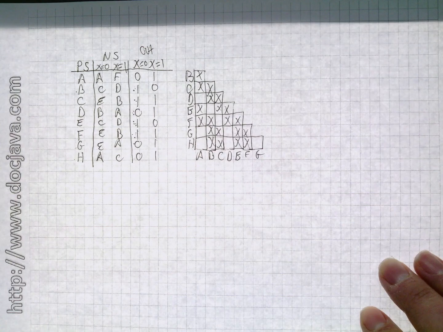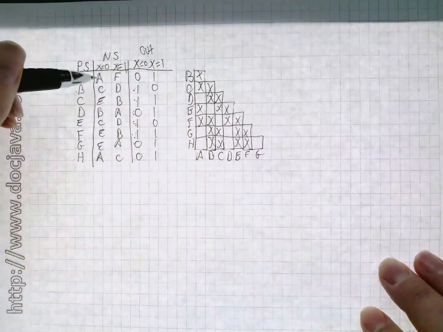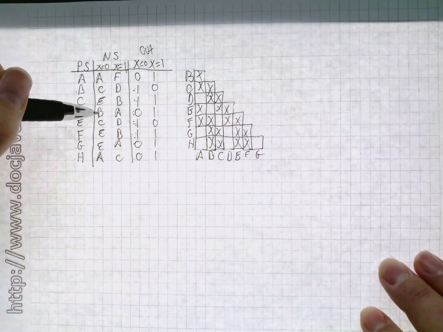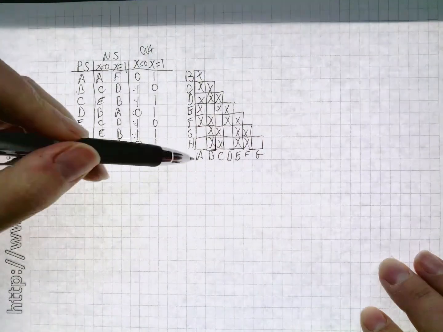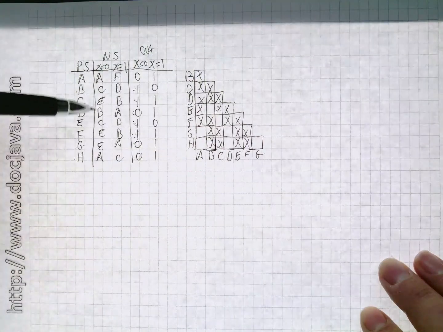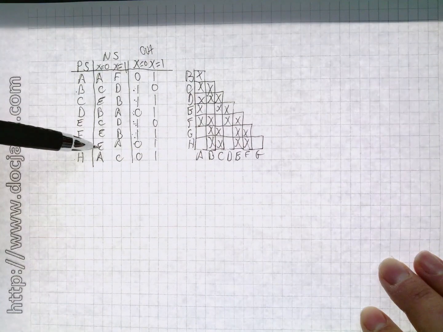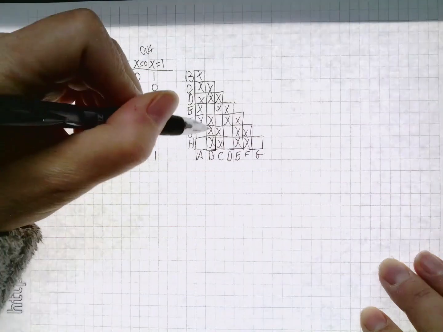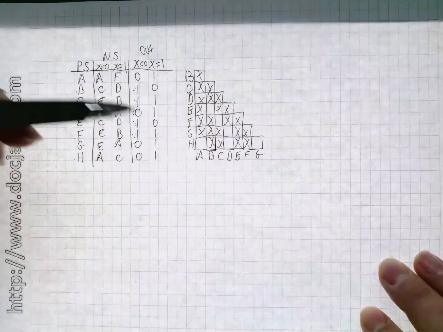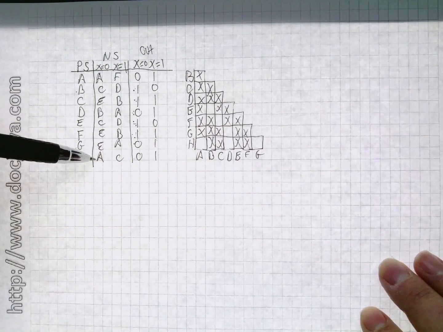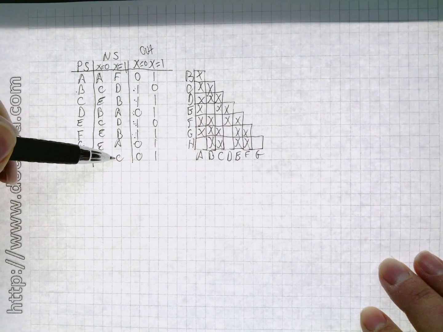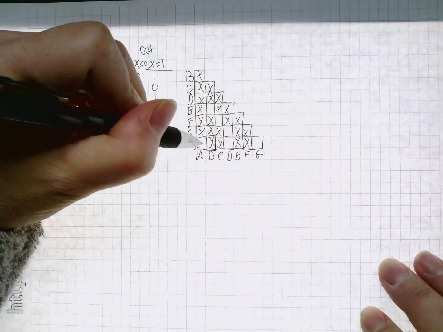Let's take a look at AD. A will be equal to D if A equals B, but we know it doesn't, so it gets an X right away. A will be equal to G if A is equal to E, but we know it doesn't, so it gets an X right away. A will be equal to H if A equals A. Well, it does do that. And if C equals F. And we don't know about C and F.